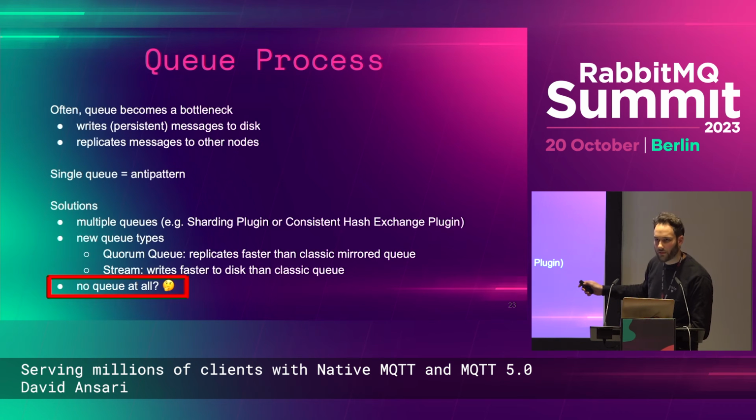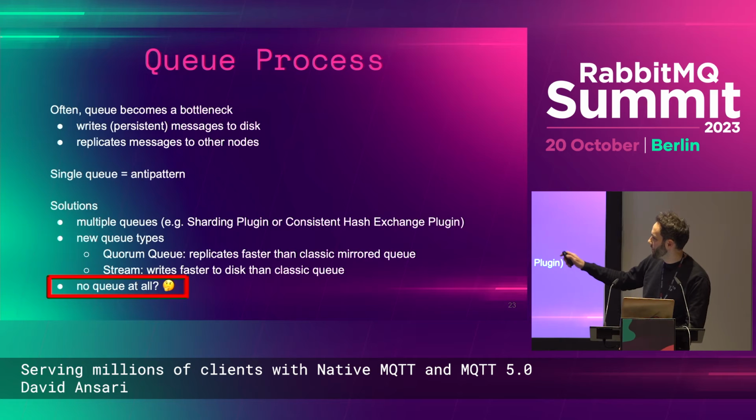Now this is a slide from last year's RabbitMQ Summit in London. And this was a talk about RabbitMQ performance improvements. And this was about how the queue often becomes a bottleneck compared to the AMQP connection process or channel process. And this is because the queue does the heavy work and writes the messages to disk, needs to replicate.